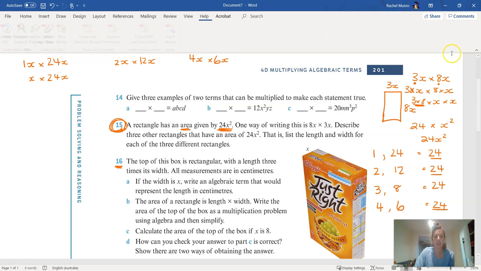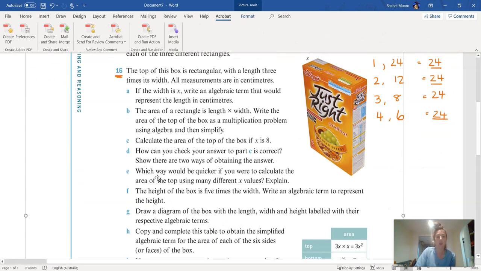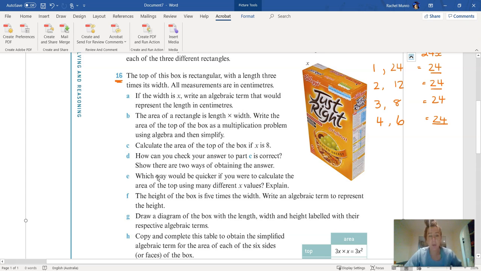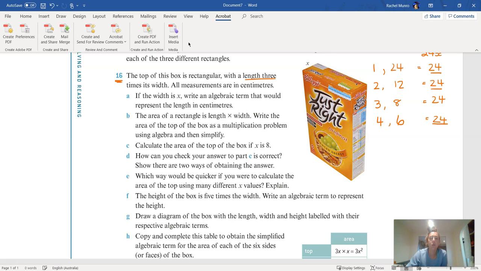Let's have a look at question 16 now. Okay. So the top of this box is a rectangle. Yep. So top of this box, so this part up here where you pour the cereal out, rectangle. It says it has a length 3 times its width. Okay. All measurements are in centimeters.